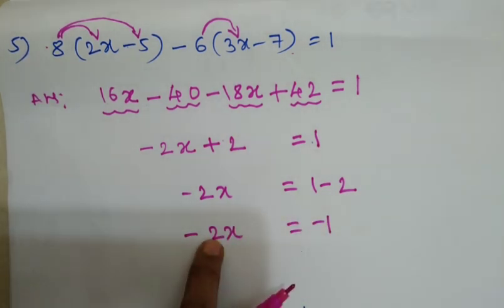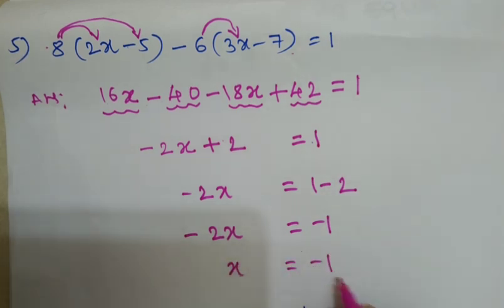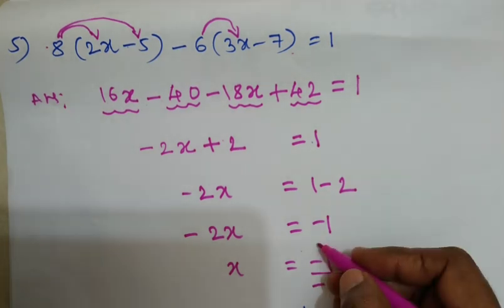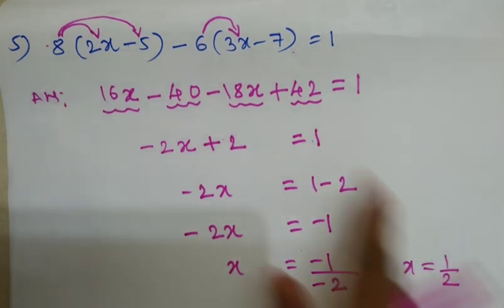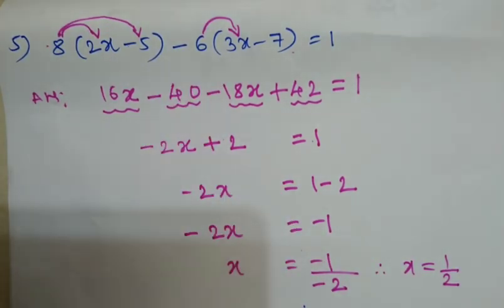Now you have to take this minus 2 to the right side. So x is equal to minus 1 by minus 2. Now minus minus cancels. So what are you getting? x is equal to half. So half is the solution of this equation, that is 1 by 2 is the solution of this equation.